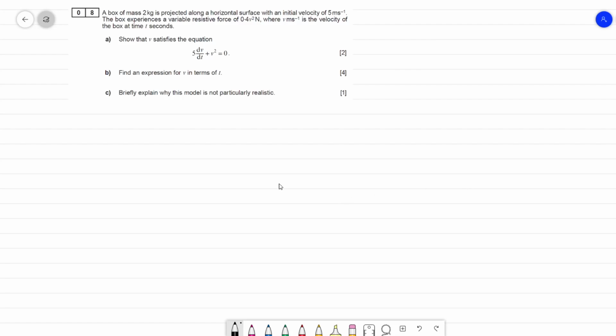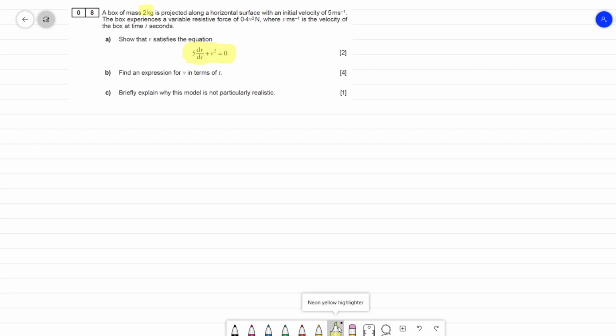Okay, here's the next question. This is question 8 of the entire paper. It's the third out of 5 mechanics questions. This is some sort of differential equation question by the look of it. So we've got a differential equation here. Let's have a look at some of the details along the way.